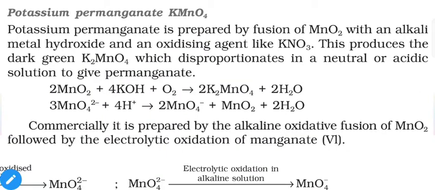Next is potassium permanganate, KMnO4. Potassium permanganate is prepared by fusion of MnO2 with an alkali metal hydroxide and an oxidizing agent like KNO3. This produces the dark green K2MnO4, which disproportionates in a neutral or acidic solution to give permanganate. So first, MnO2 with KOH and O2 gives K2MnO4 and H2O, and for this K2MnO4 we use the ion, that is MnO4 2- with H+, which gives MnO4-, MnO2 and H2O. So it is a disproportionation reaction.